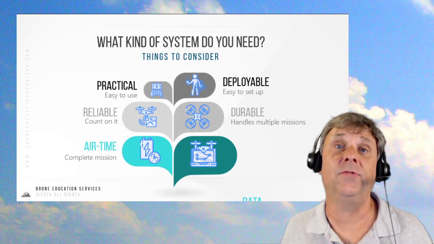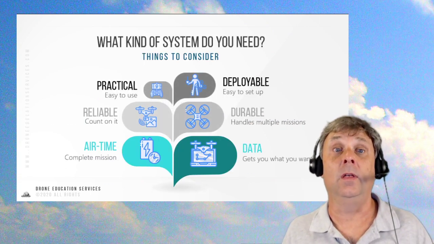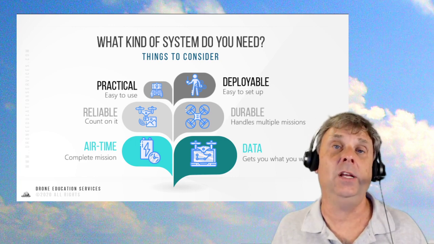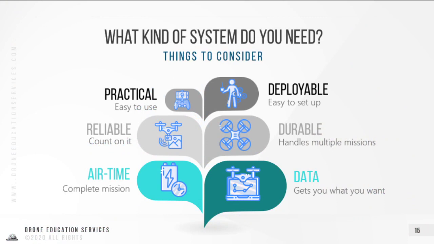So what kind of system are you going to require? Well, there are things to consider. Now, I've got 6 things listed here, but the one thing on this list that I really want you to take a look at is data. Because one of the misconceptions is that your clients are going to pay you to fly a drone. And that is such a misconception. They're paying you for the data you're going to be able to get off the drone.